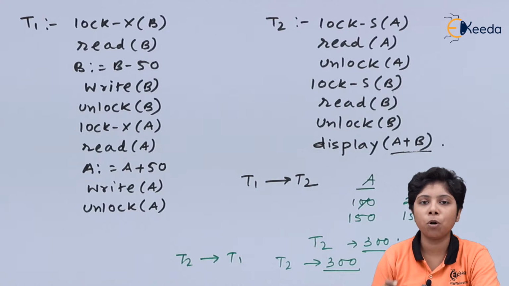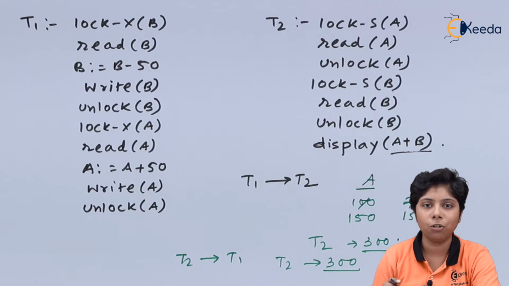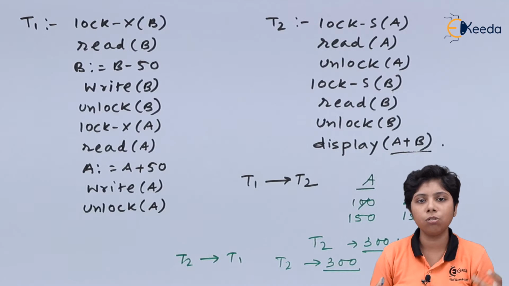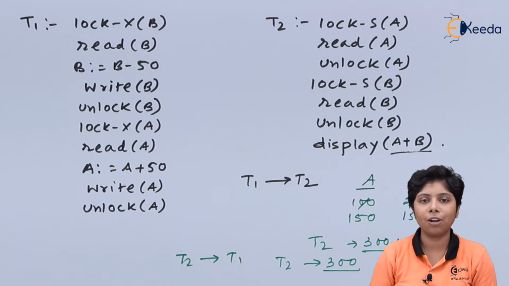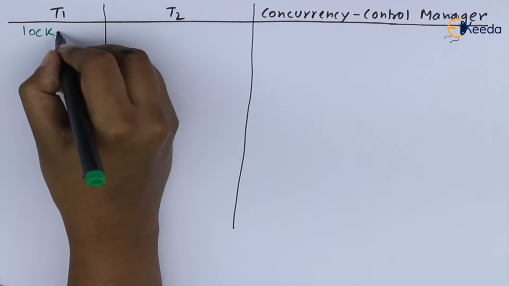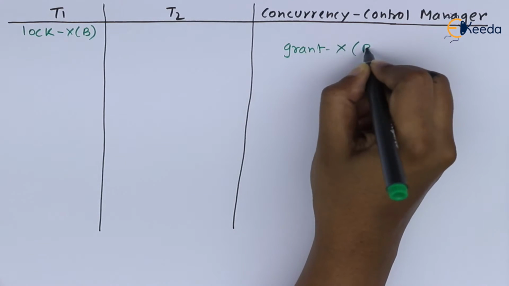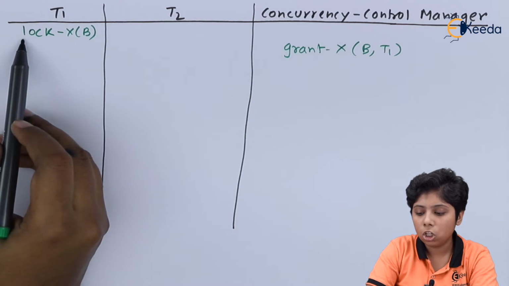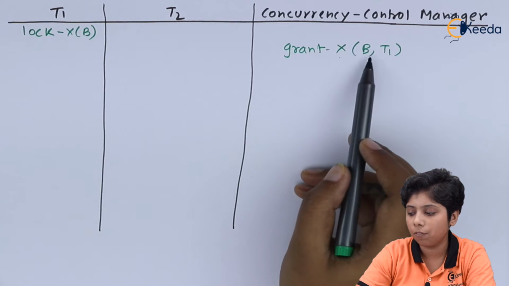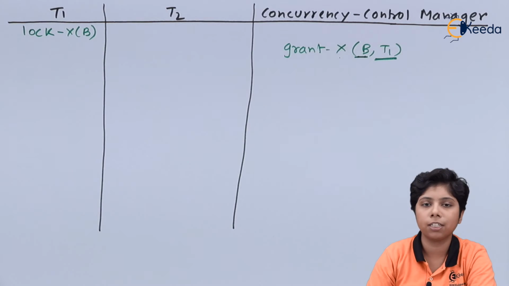Now what happens if we put these transactions in a schedule S with concurrent execution? That means some portions of T1 have precedence over T2, and then T1 again, then T2. Let us see this example. We will also see the role of the concurrency control manager in each of these portions of the transaction. After T1 has requested the lock XB, the concurrency control manager grants this exclusive lock on the data item B to the transaction T1.